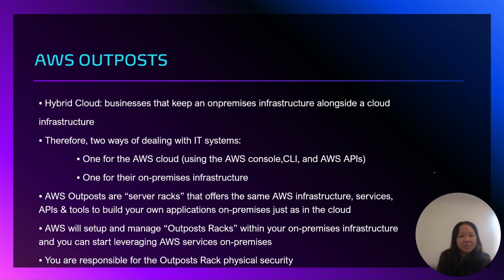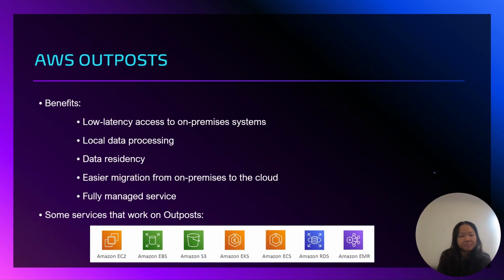AWS will set up and manage Outposts racks within your on-premises infrastructure, and you can start leveraging AWS services on premises. You are responsible for the Outposts rack's physical security. Benefits: low latency access to on-premises systems, local data processing, data residency, easier migration from on-premises to the cloud, and a fully managed service.